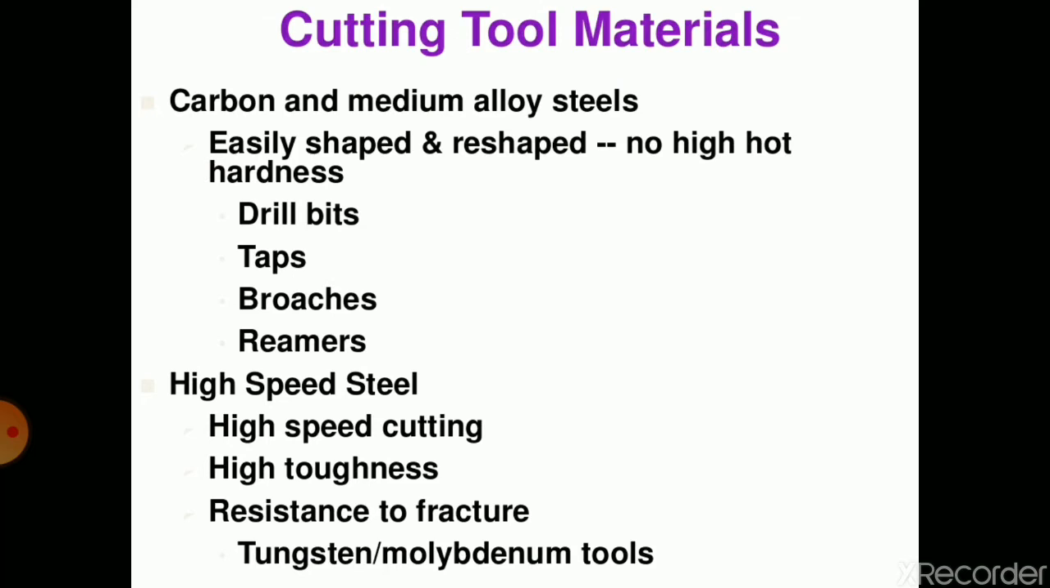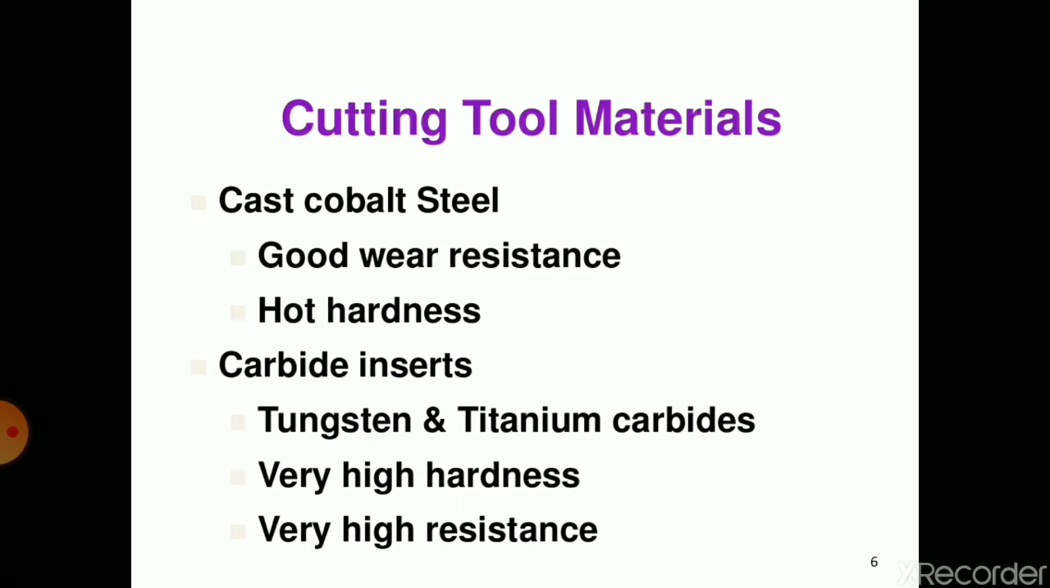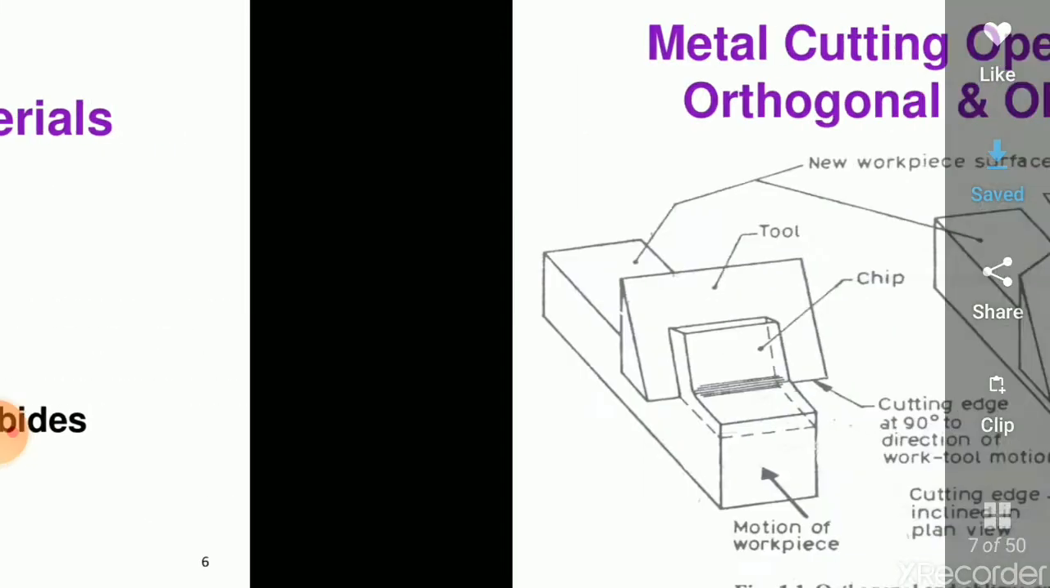Now we discuss cutting tool materials. Carbon and medium alloy steels are easily shaped and reshaped, but have no high hot hardness. Drill bits, taps, broaches, and reamers are made from this carbon and medium alloy steel. Then high speed steel, which is used in high speed cutting, has high toughness and resistance to fracture. Tungsten and molybdenum tools. Continuing cutting tool materials, cast cobalt steels have good wear resistance and hardness. Carbide inserts, which are tungsten and titanium carbides, have very high hardness and very high resistance.